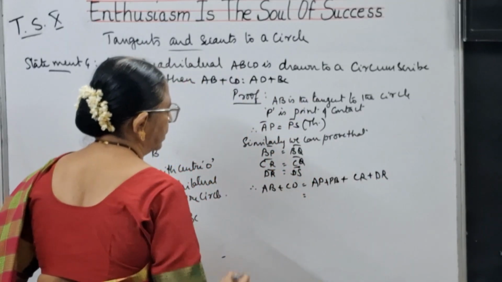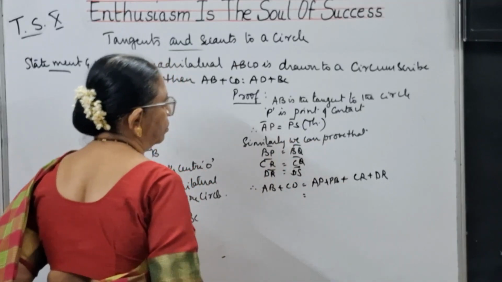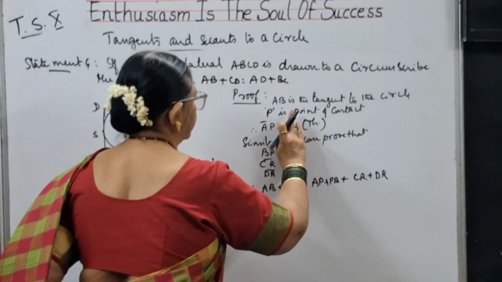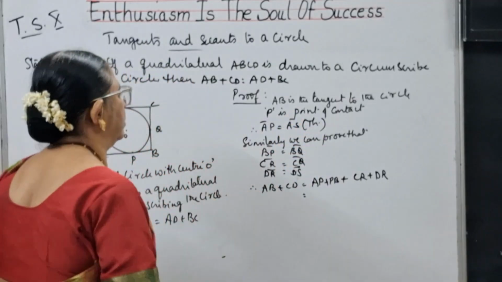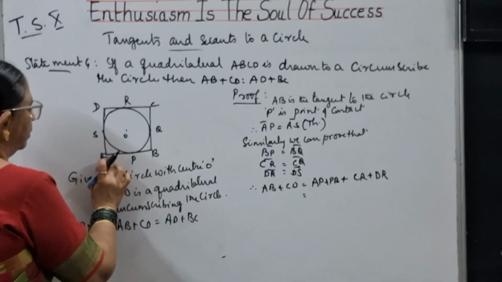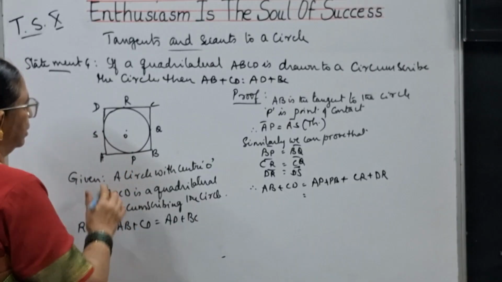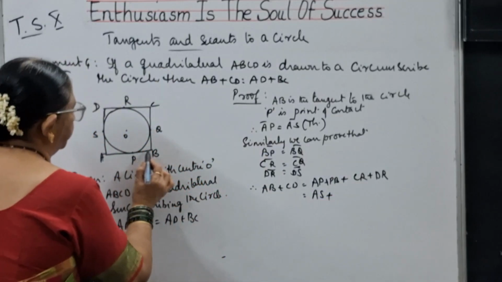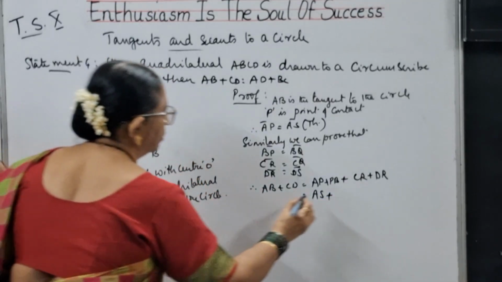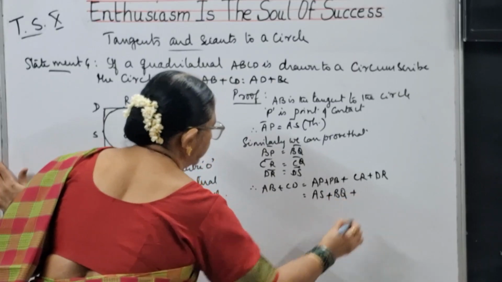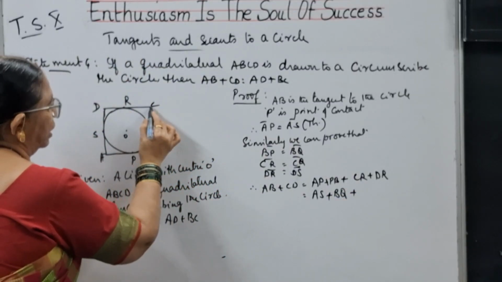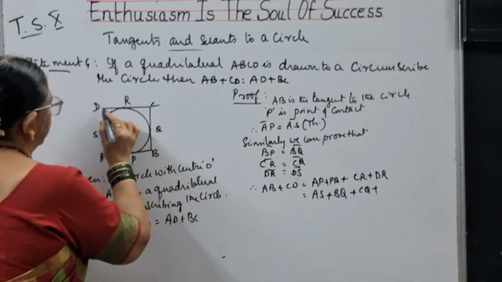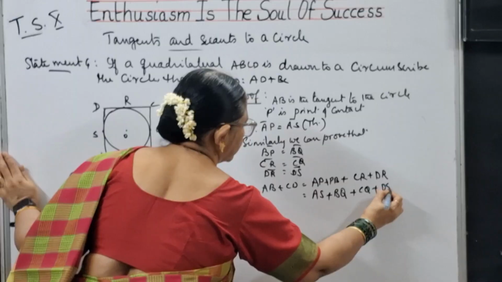That means AP is equal to AS. Sorry children, it is not PS. AP is equal to AS. Based on the theorem, AP is equal to AS. So instead of AP, I can write AS, plus instead of PB, I can write BQ, plus instead of CR, I can write CQ, plus instead of DR, I can write DS.